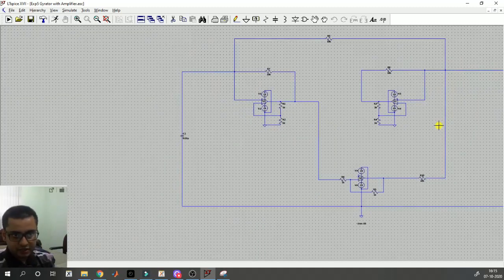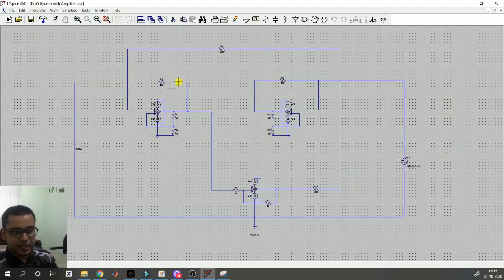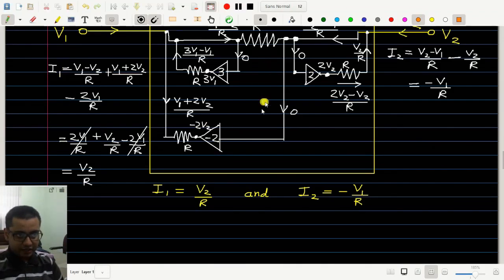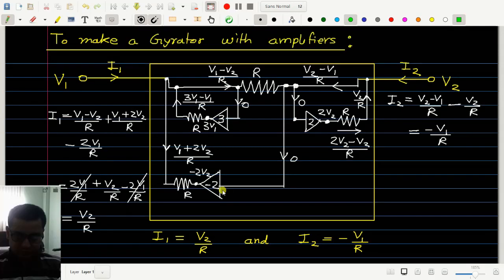Now this gyrator circuit is slightly different from the one that I have described here. I mean, I told you that you can achieve the same functionality in multiple ways. So you can make your own circuit, that will be highly appreciated.